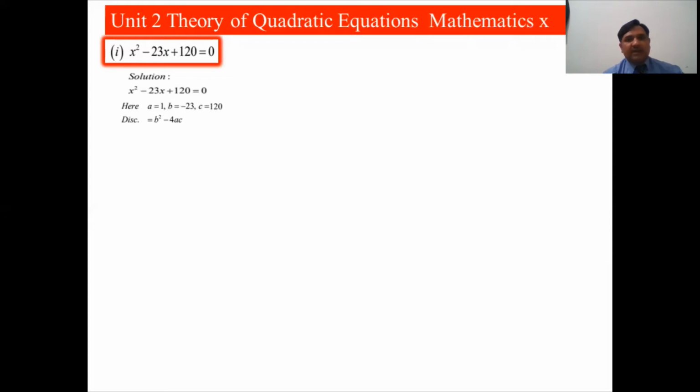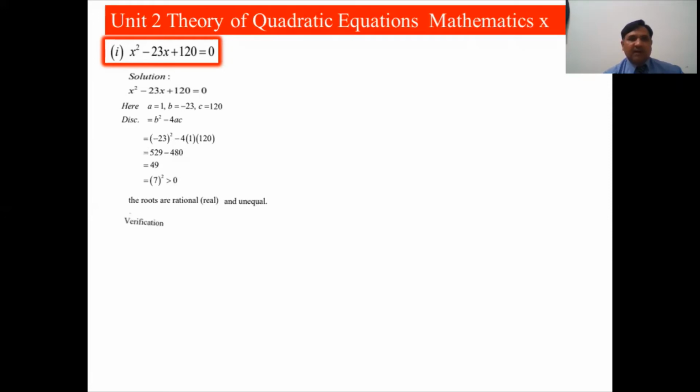And the discriminant, we know, is b square minus 4ac. After replacing the values of a, b, and c, we can see here that the discriminant is 49. So 49 can be written as 7 square, which is greater than 0. So we can say that the roots are rational and unequal. Why? Because the discriminant is greater than 0 and a perfect square. Since this is a perfect square, the roots are rational and unequal.